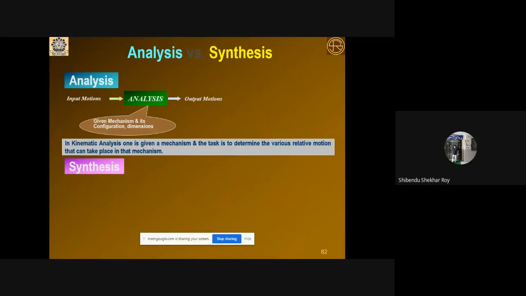Now how is it possible, sir? We can use a threaded joint also. What is your name? Somodeep, sir. Okay, Somodeep would like to use the screw nut mechanism.